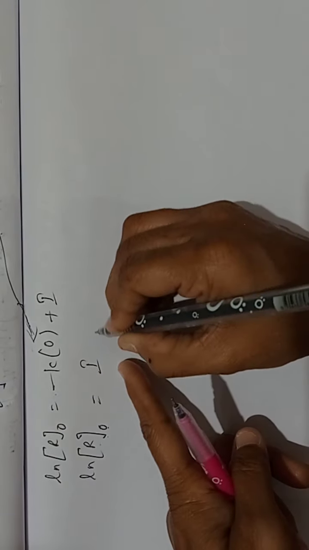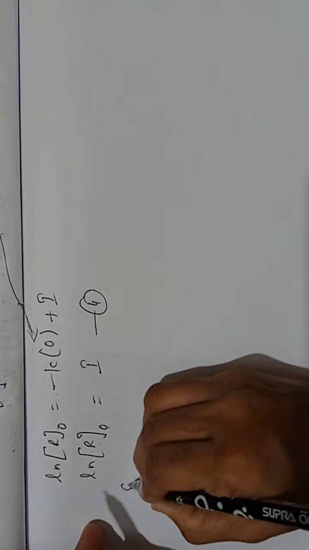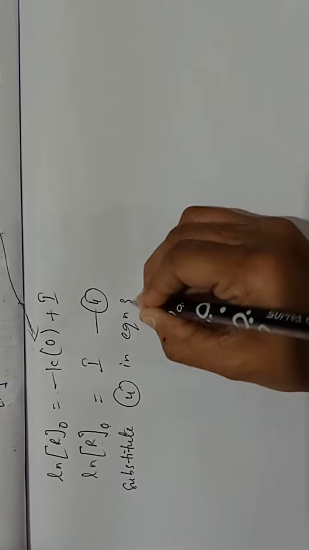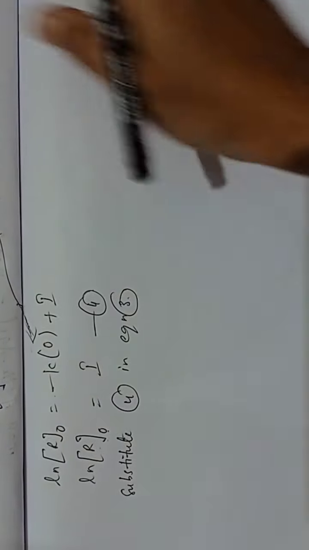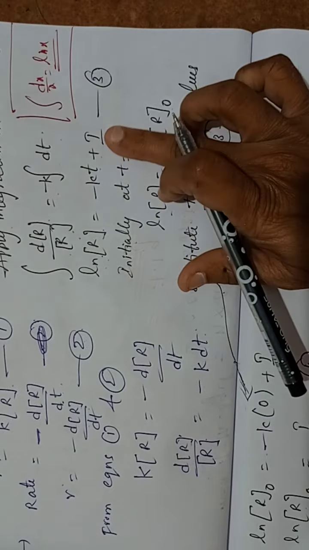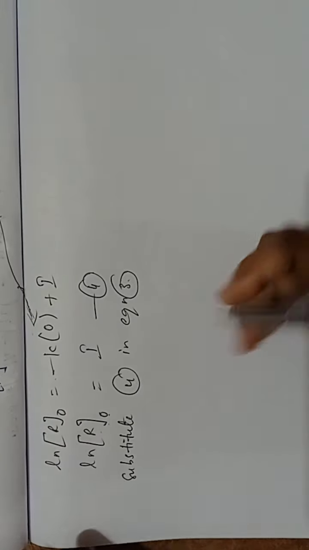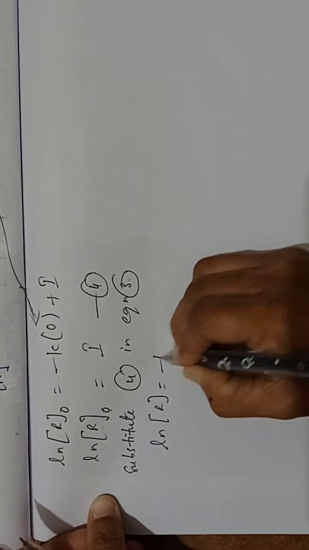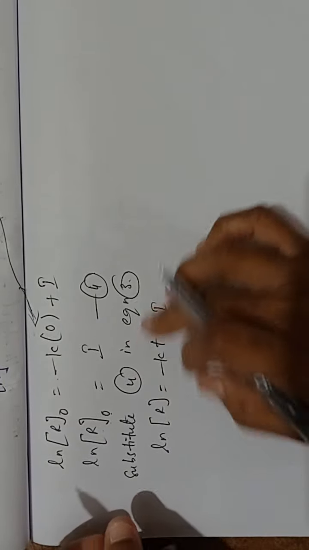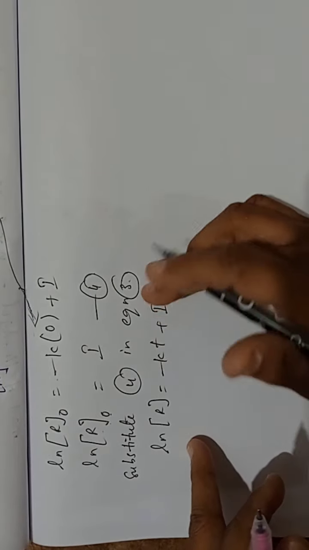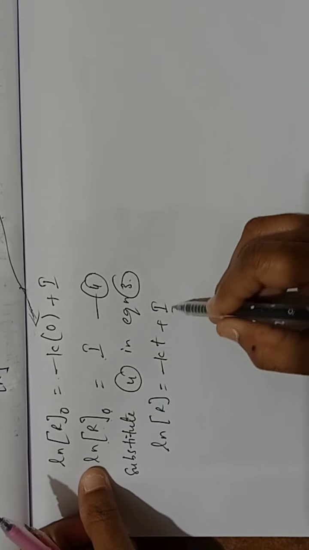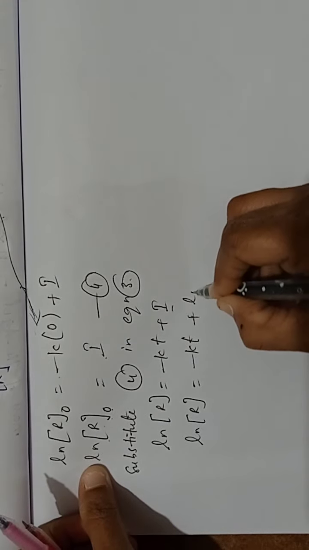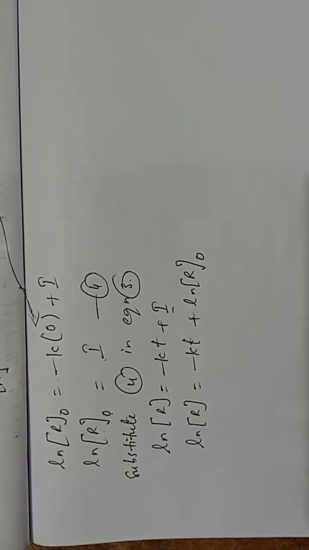Now this I value, suppose I am calling this the fourth equation. Now substitute it in equation 3. Substitute the I value in equation 3. Now what will you get? What is the third equation? Again I am writing ln r is equal to minus kt plus I. The fourth one I substituted in this third equation. Now the I value is ln r naught, so ln r is equal to minus kt plus ln r naught.